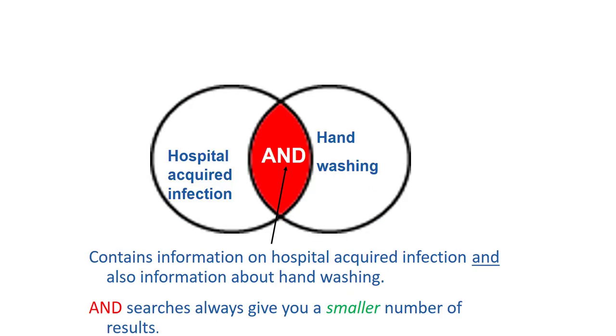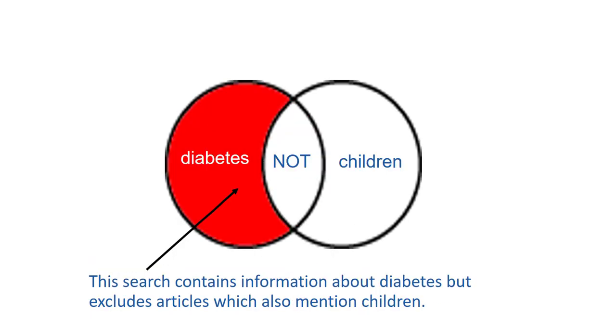When we use AND, each article must include both of the terms hospital-acquired infection and hand washing. AND always gives you a smaller number of results. The last one is a NOT search, which is sometimes used to eliminate a term that you do not want, which might appear in a lot of irrelevant articles. But be careful, because sometimes articles may include a word, such as children, but the article still might be quite suitable anyway.